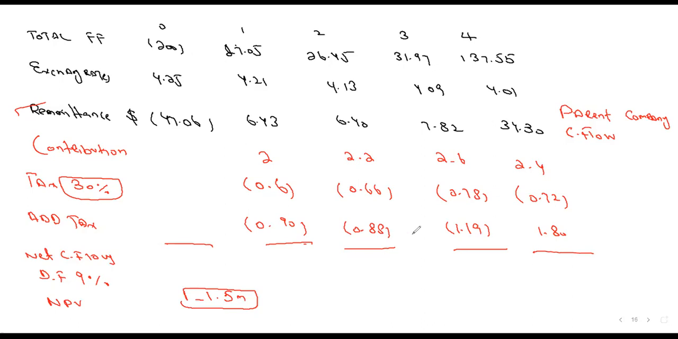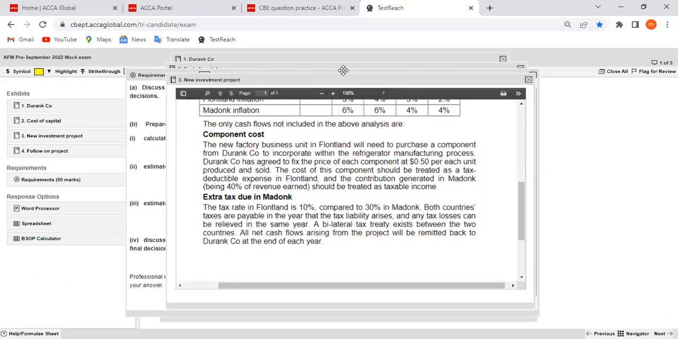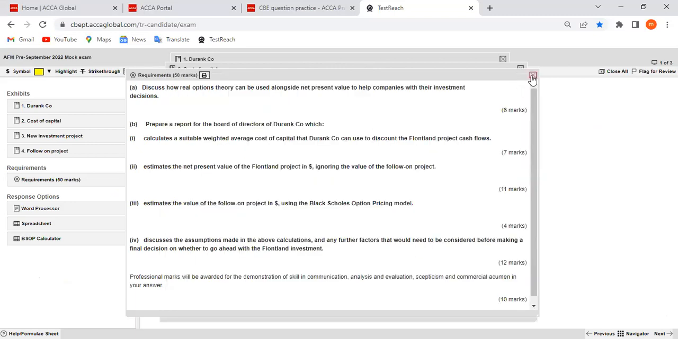But still, what has happened? We have not gone through the follow-on project. Now we have to go through the follow-on projects. Estimate the value of the follow-on project in dollars using the BSOPs. 11 marks.